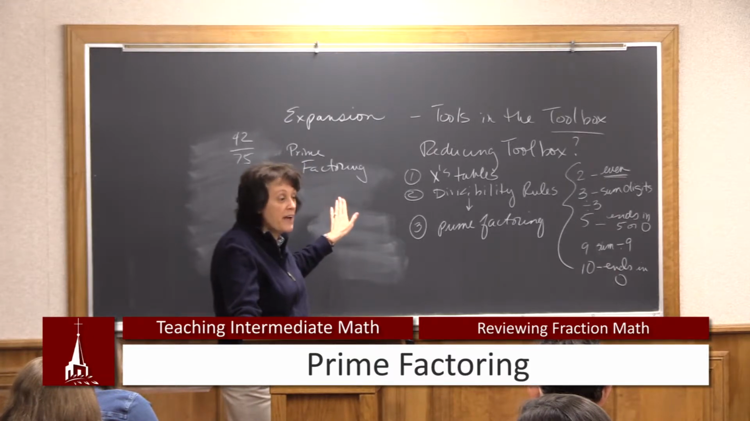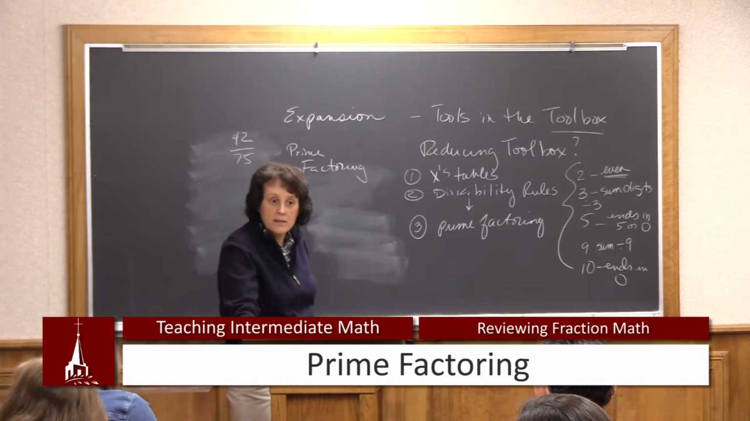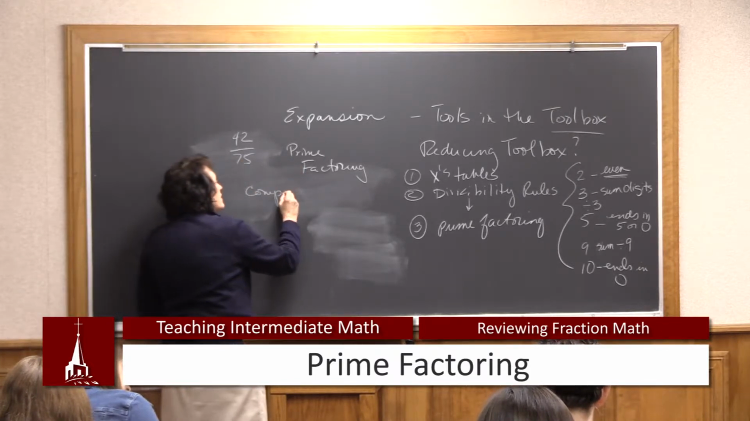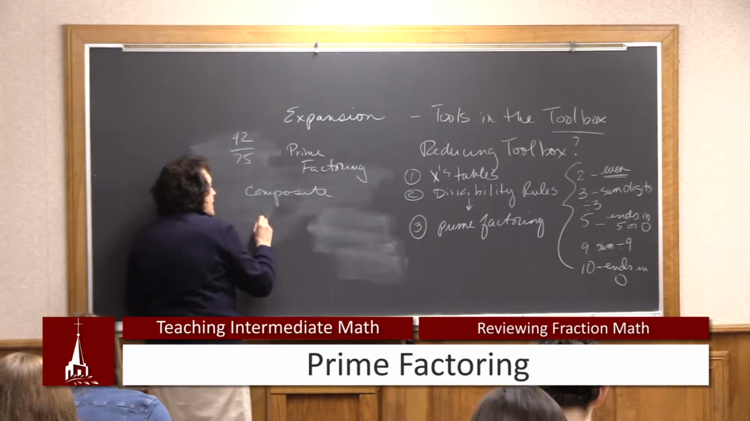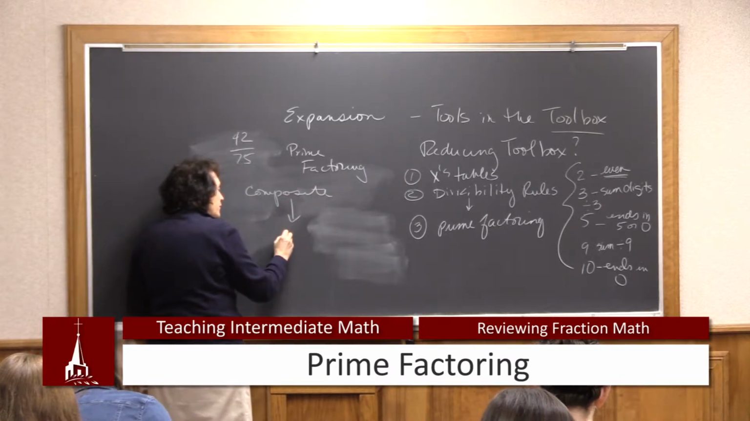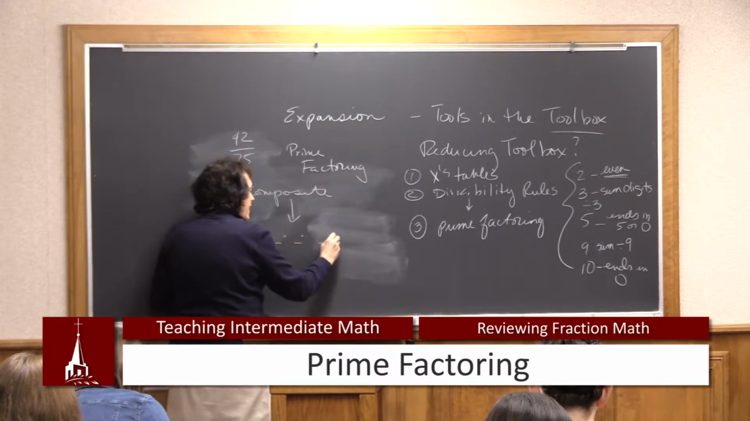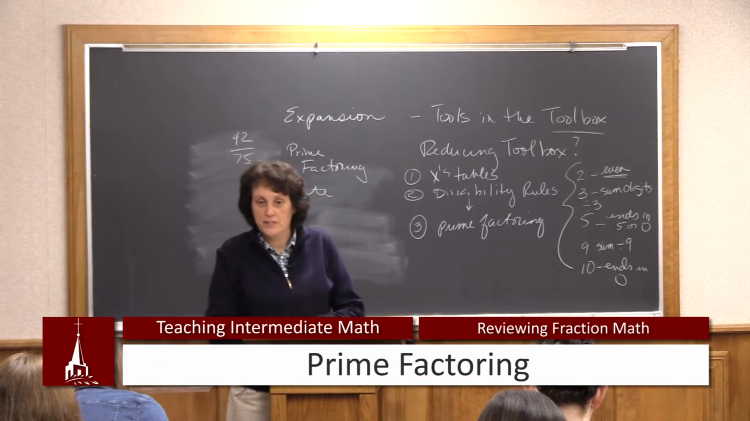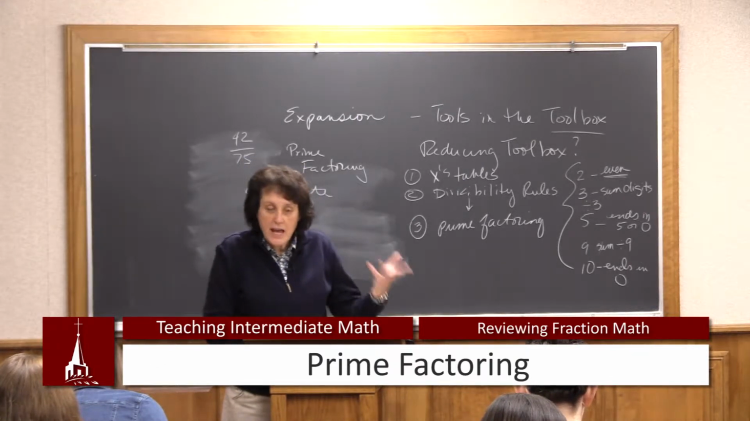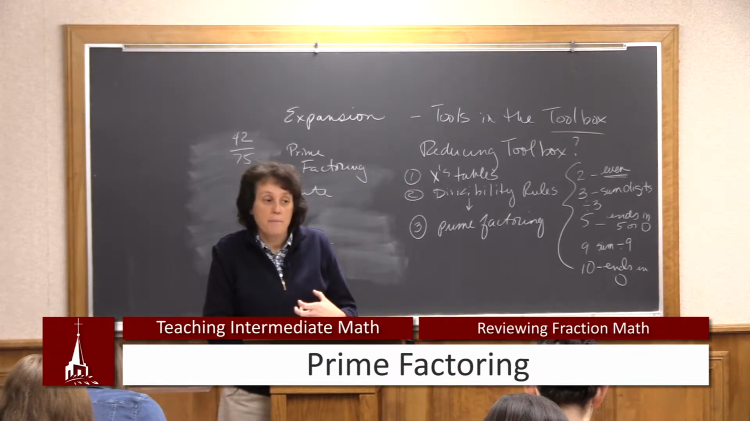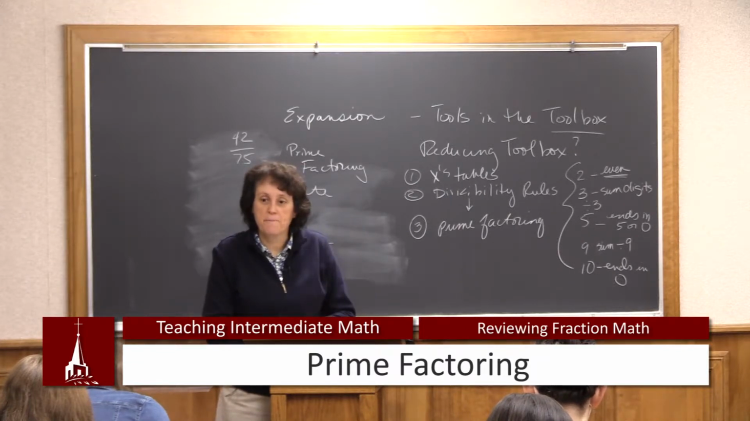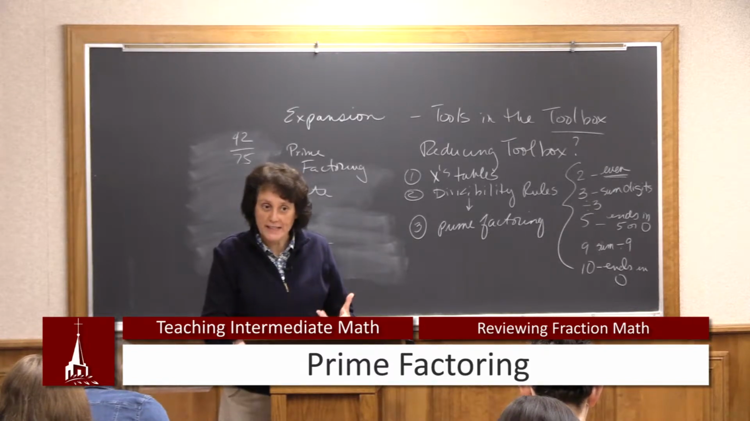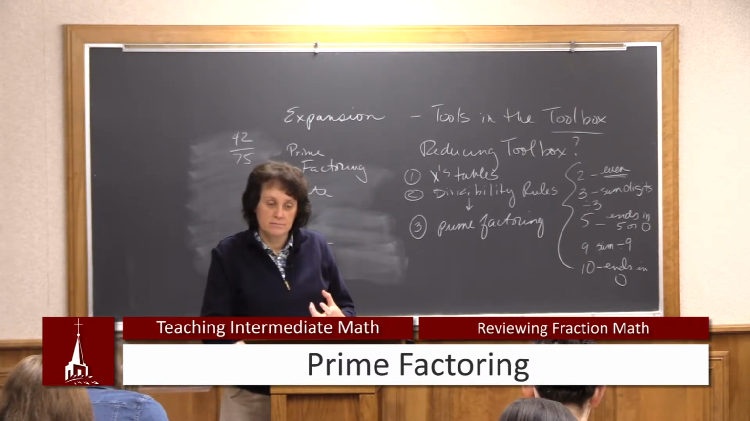So with prime factoring, what is prime factoring? Prime factoring is when you take a composite number and break it down into its prime factors. There are basically two types of numbers in arithmetic: prime numbers and composite numbers. Prime numbers, what is a prime number? It's any number whose only factors are 1 and itself. Okay?